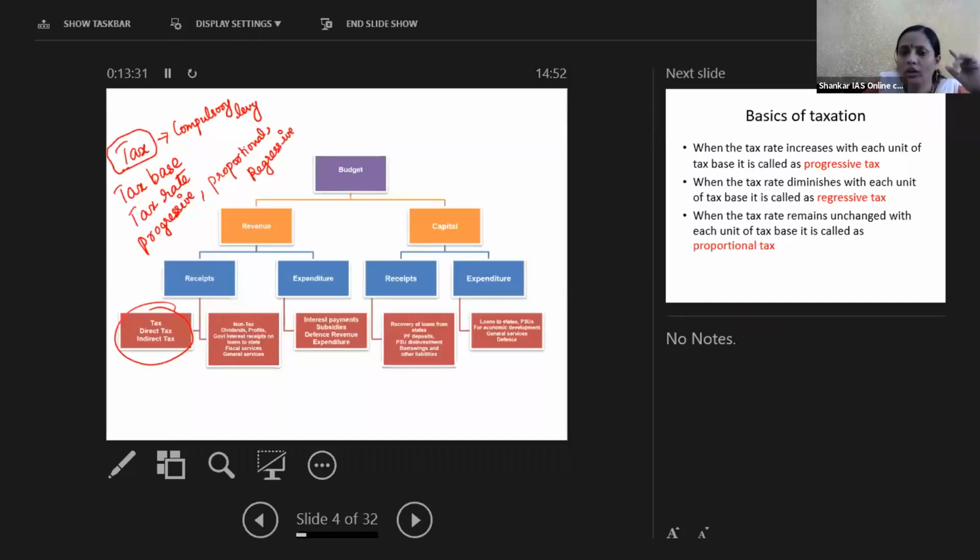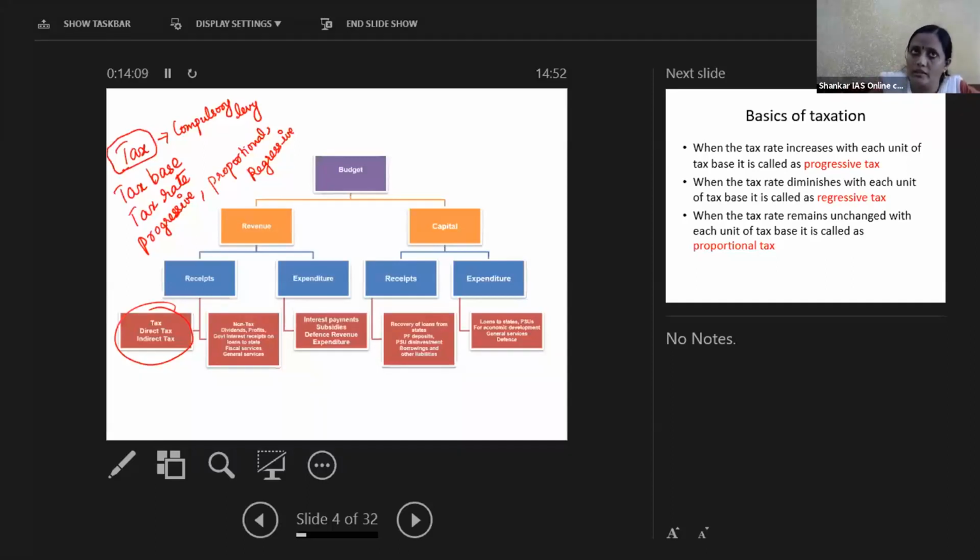Follow? First case, in case of progressive taxation, we said as the income level is increasing, the tax rate is increasing. Second type, proportional taxation, we have said that as the income level is increasing, the tax rate is remaining the same, which is proportional. Now, if we know what is progressive and proportional, we should also know the meaning of the word regressive. What can be regressive? As the income level is increasing, the tax rate is decreasing.